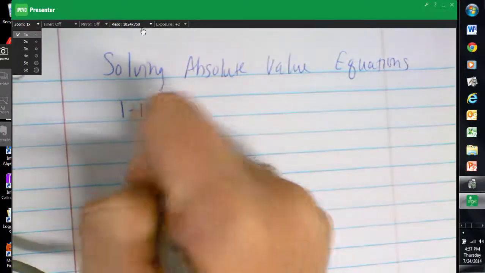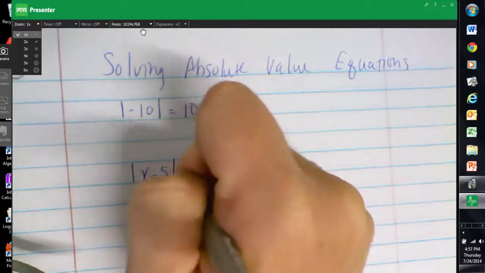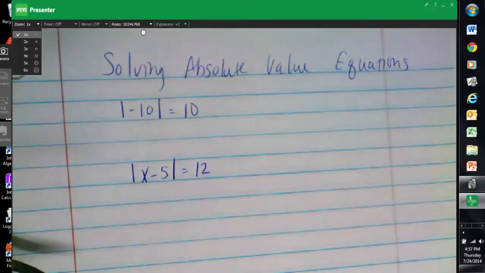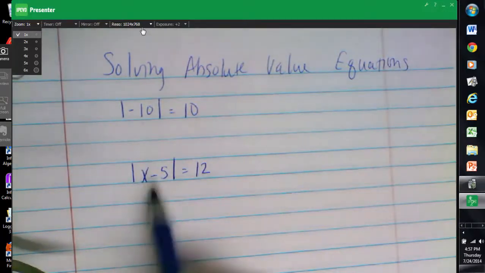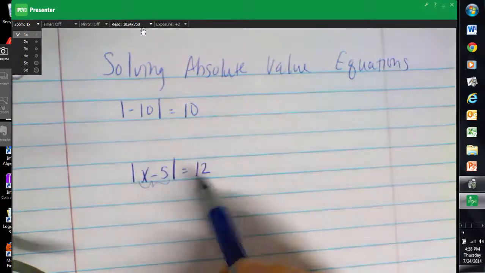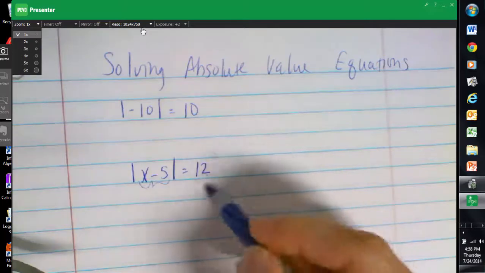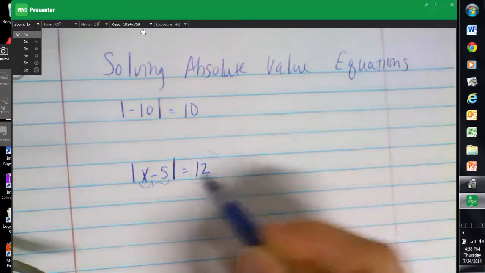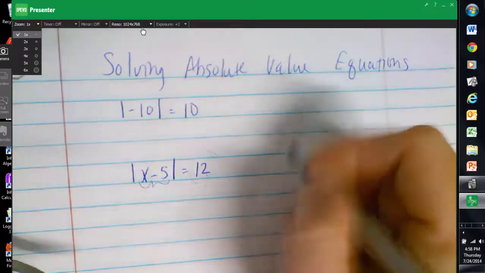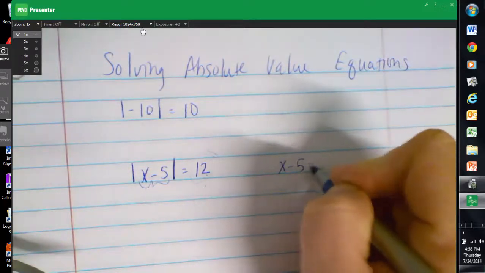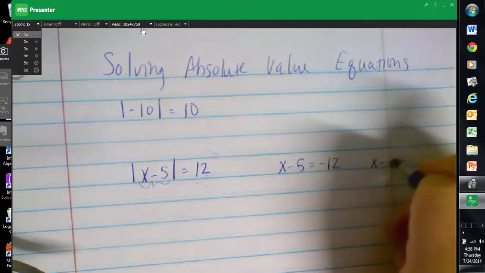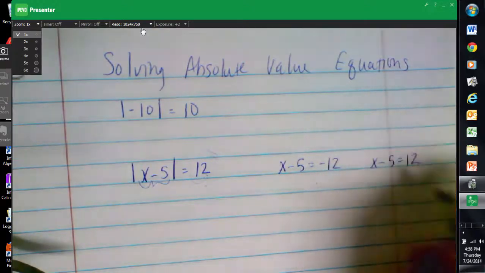The absolute value of x minus 5, we want to equal 12. Now remember, we don't know what x is, but we know that we want this expression to be 12 units away from 0. Well, if it's at positive 12, then it's 12 units away from 0. But if it's at negative 12, it's also 12 units away from 0. So we're going to write two separate equations showing that this expression could be at one of two different places.